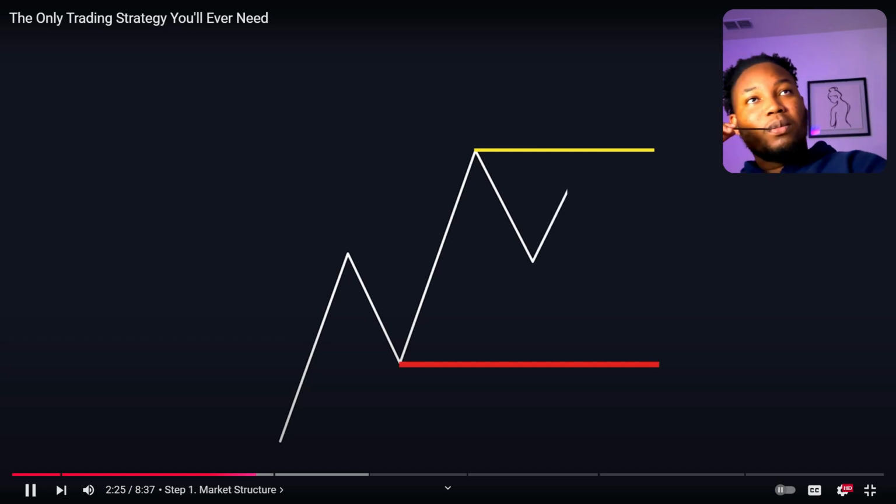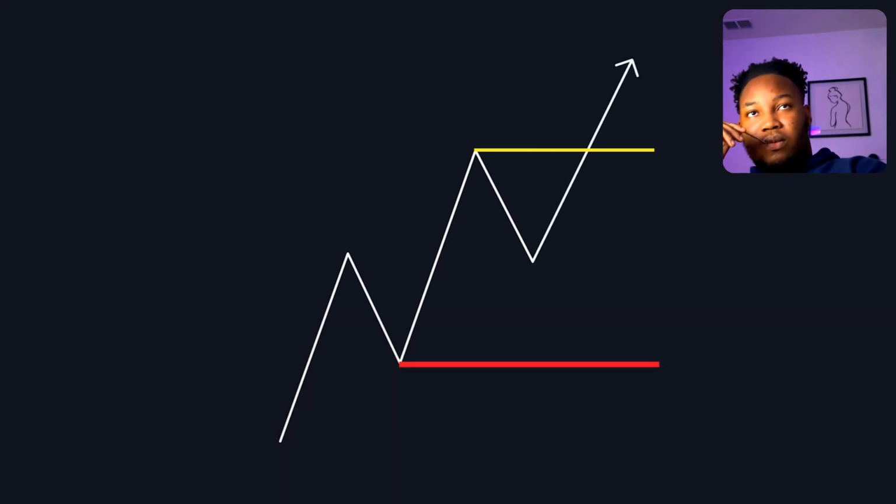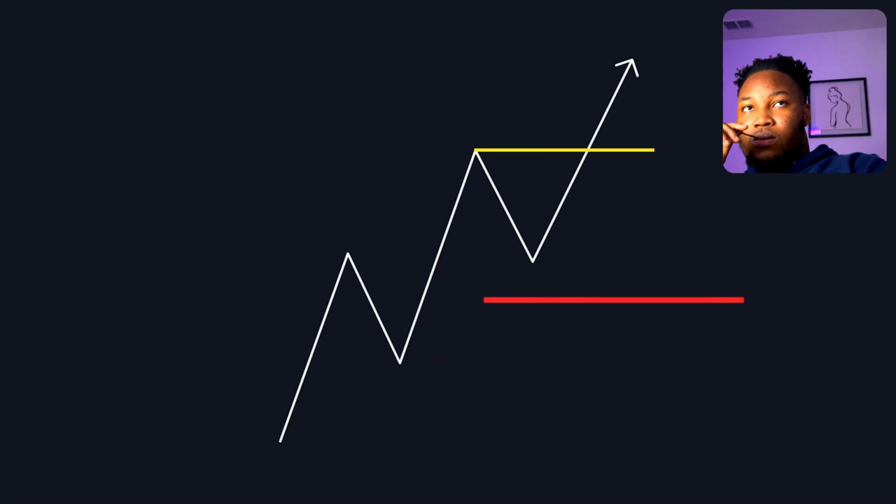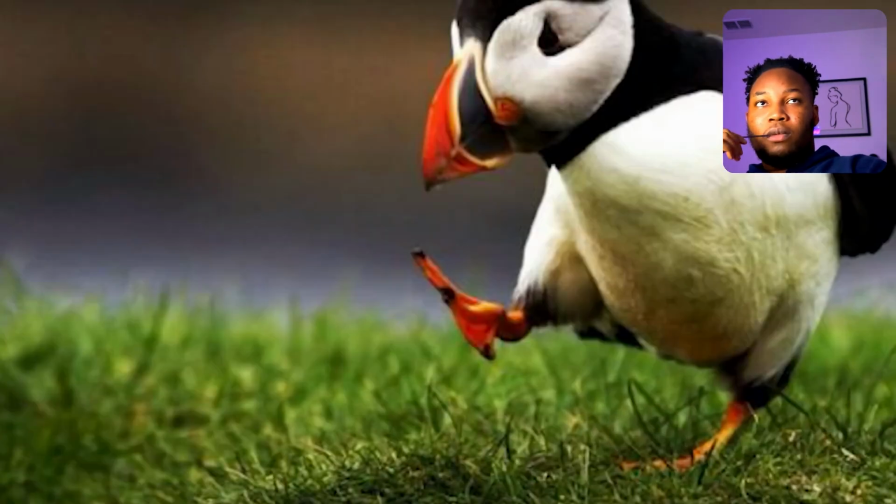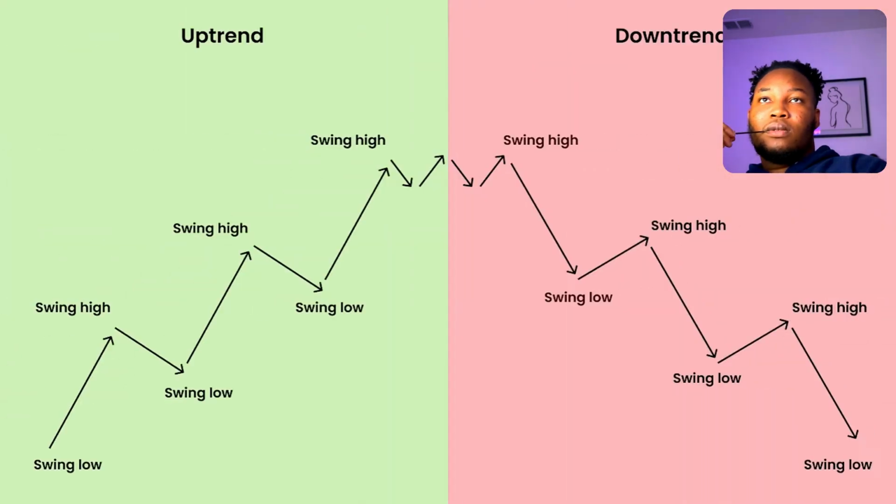Instead of doing this, price did end up breaking upward. Since price did break our previous high, our new low will be transferred from this point to this one. So that's the first step, identifying if we are in an uptrend or a downtrend.